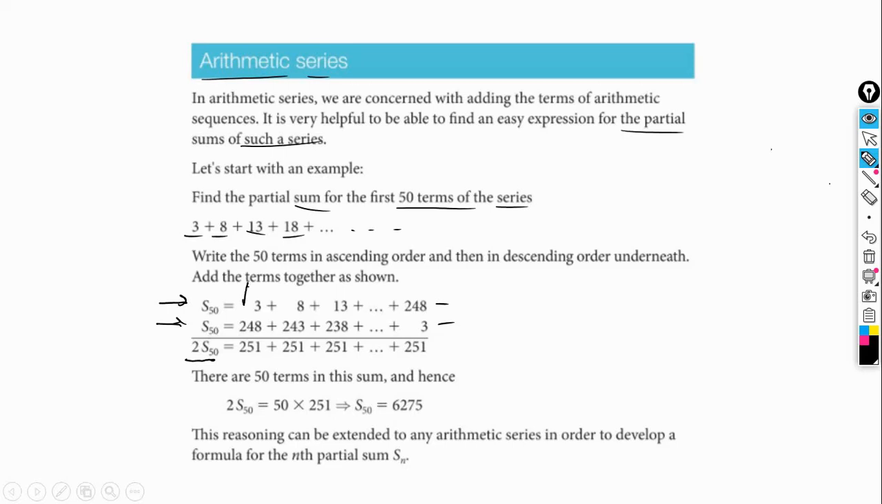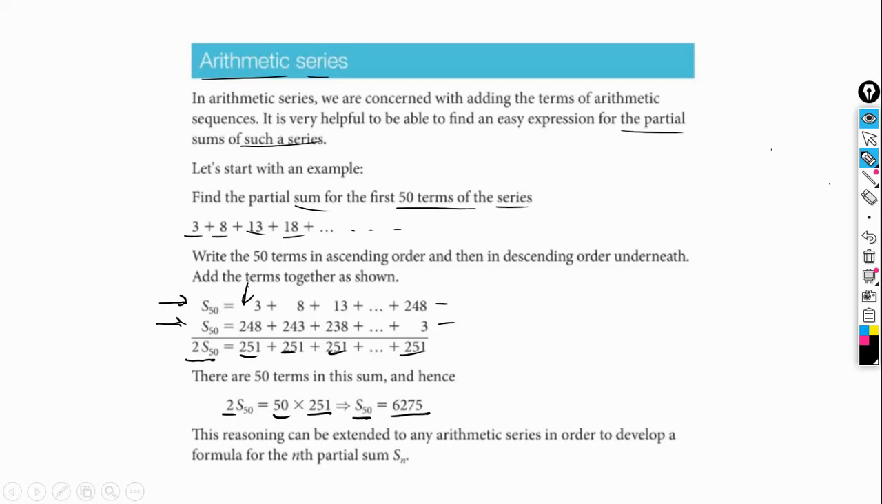And notice that if we add these numbers, they're all going to be 251. So that means that we would have 251 50 times. So what would be the solution to the sum? It would be 50 times 251, but divide that by 2, and we would get 6,275 as the partial sum of the 50 terms of the series.